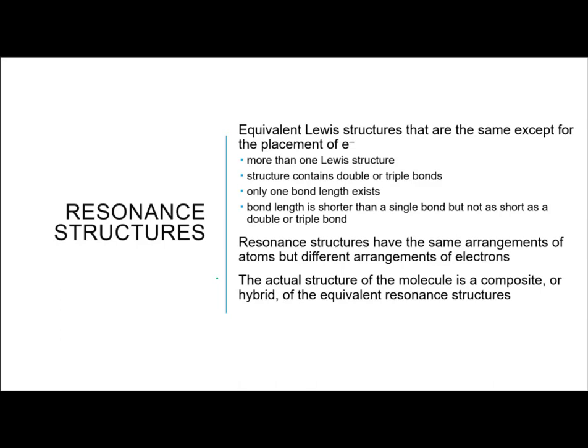Equivalent Lewis structures that are the same except for the placement of where the electrons are is what a resonance structure is. That's when there can be more than one Lewis structure for one molecule. It also is when it contains double or triple bonds. Bond length is shorter than a single bond, but not as short as a double or triple bond. Resonance structures have the same arrangements of atoms, but different arrangements of electrons. And the actual structure of the molecule is a composite or a hybrid of the equivalent resonance structures.